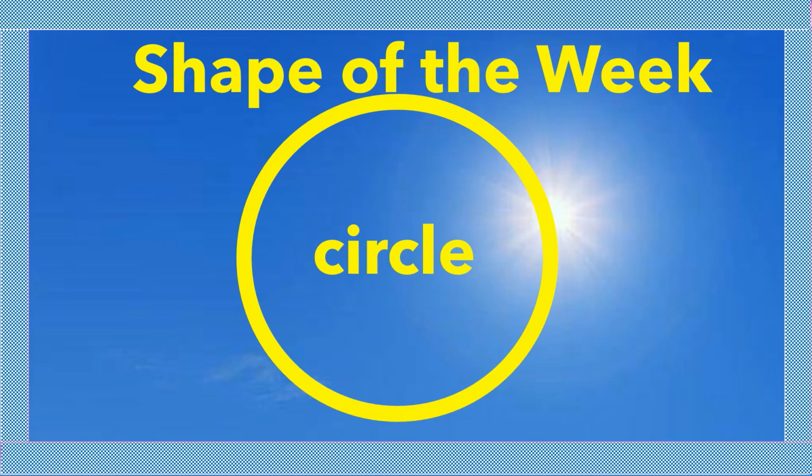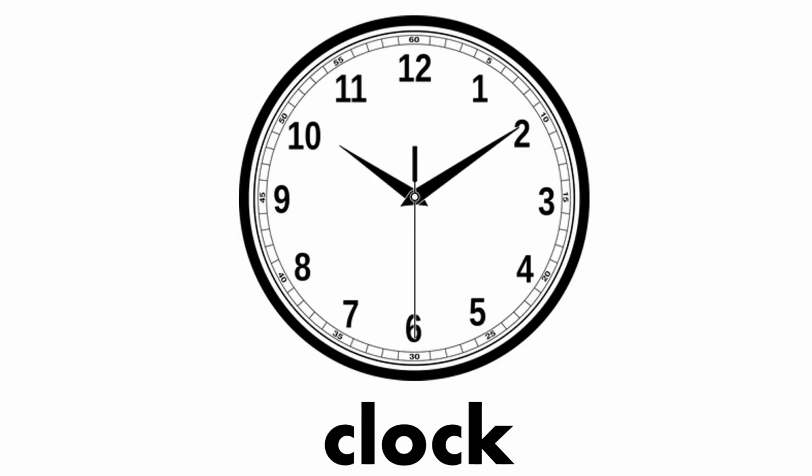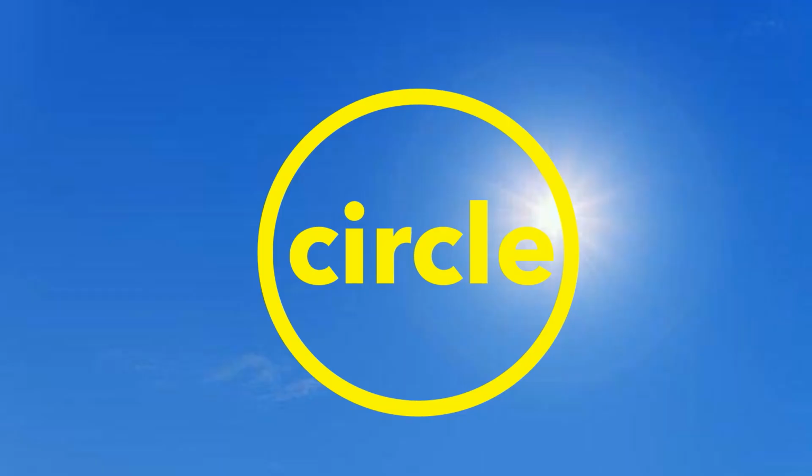The shape of the week is the circle. A circle is round. Big circle. Small circle. Red circle. Orange circle. Yellow circle. Green circle. Blue circle. Purple circle. This clock is a circle.